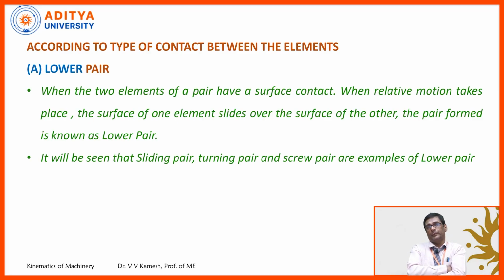When the two elements of a pair have a surface contact, and when the relative motion takes place, the surface of one element slides over the surface of the other, then the pair is called a lower pair. Where can I have lower pairs? In all sliding pairs, turning pairs, and screw pairs. That means one link surface is having contact with the other link surface.